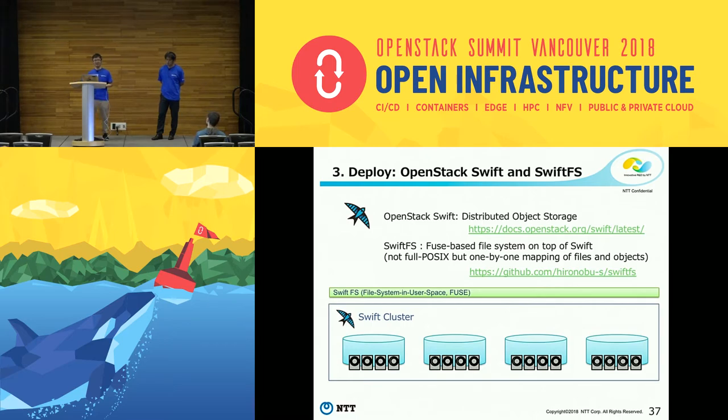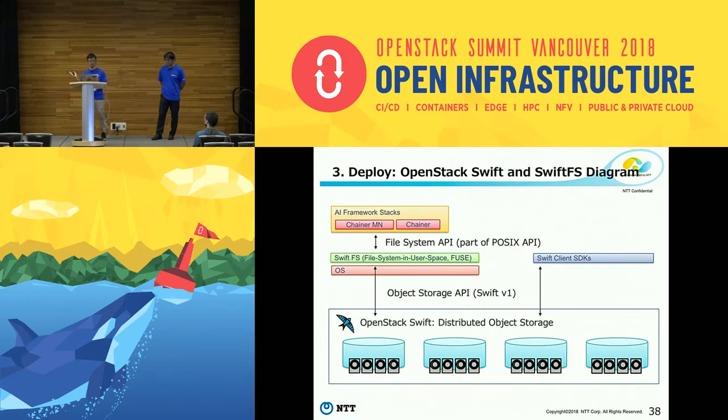And then SwiftFS. I think not everyone knows SwiftFS, but SwiftFS is a fuse-based file system on top of Swift, and it's a POSIX-like file system. It is not full POSIX, but the greatest thing for us is that it stores the file as an object with one-to-one mapping. So if you store a file via SwiftFS, it is just an object in Swift that can be readable via the Swift API.